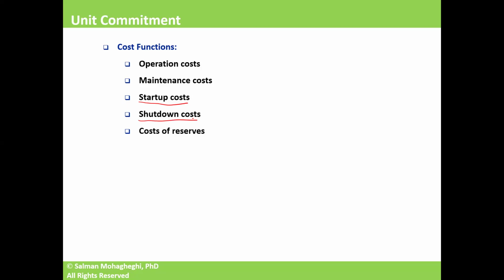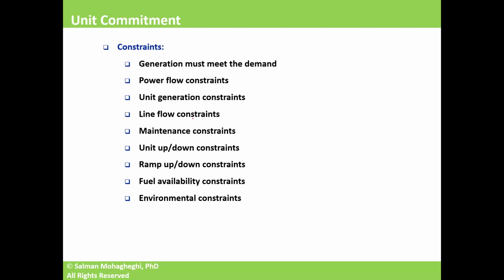Another cost function could be the cost of reserves, in case you want to allocate a certain percentage of a unit's capacity to act as reserves. This model is solved subject to a variety of constraints, obviously the most important of which for steady state operation is that generation must meet the demand. We also have other constraints, for example, power flow constraints, typically for unit commitment.